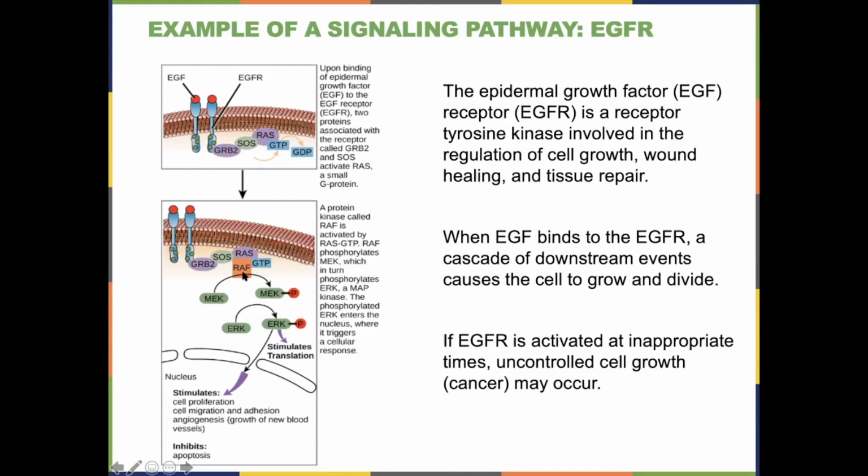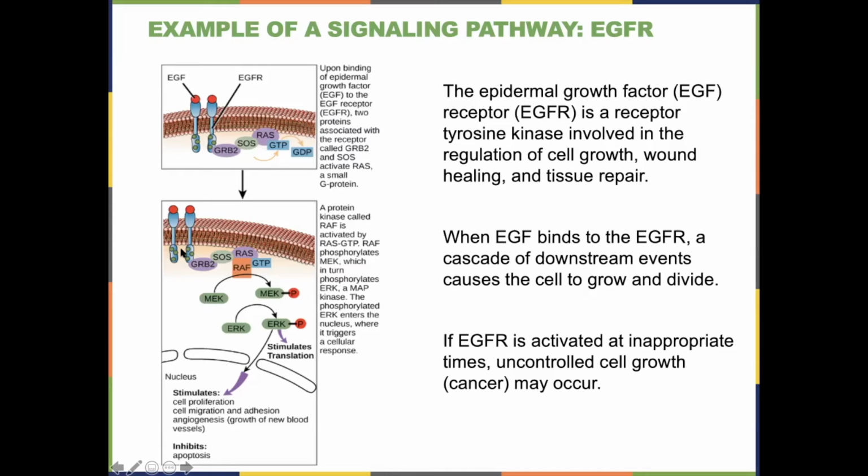And RAF is actually an enzyme which phosphorylates this other protein, MEK. Now, this protein is actually an enzyme which can phosphorylate this other protein that's called ERK. And when this last protein is phosphorylated, it is transported into the nucleus, where it initiates a change in the genes that are expressed by the cell.